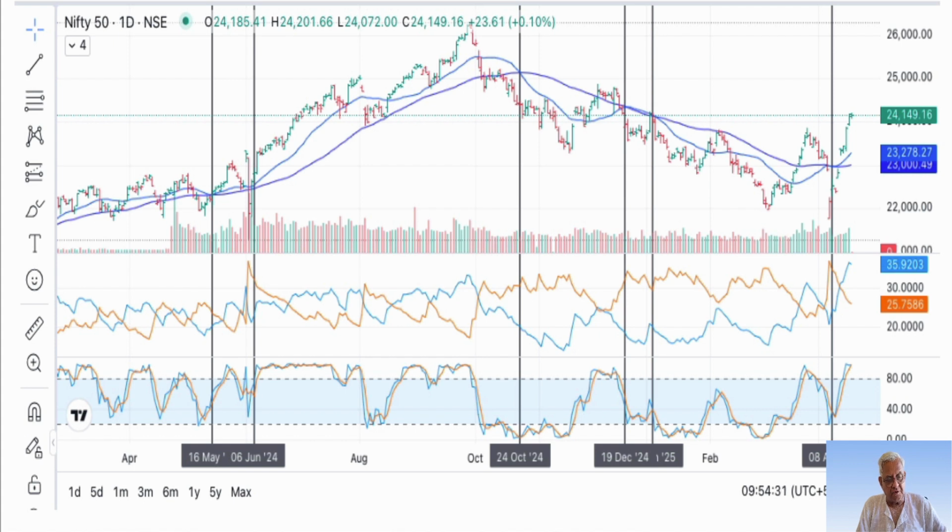So this comes to an end as far as the buy-sell signals are concerned. We will next have to look at how we pick stocks to buy or sell. That is the second part of the course.